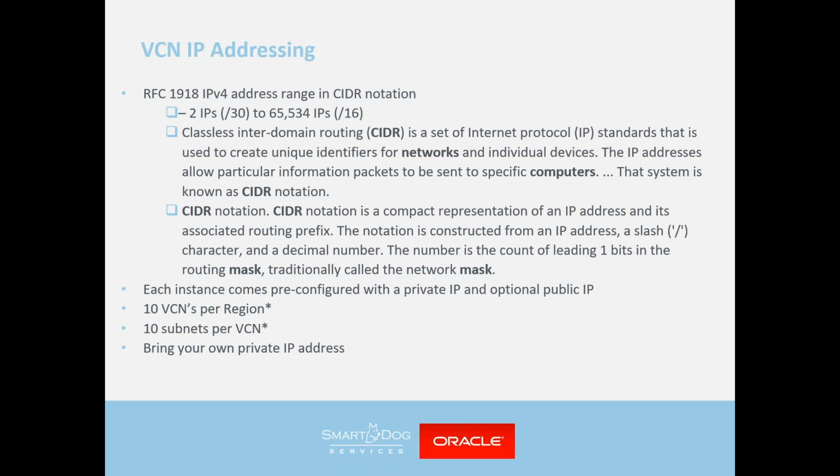You're allowed to create 10 VCNs per region. You're allowed to create more, but then you need to ask Oracle to increase the limit as needed. The same goes for the number of subnets per VCN. Typically people may need more than 10 subnets. If they do, you can always ask for those. And one of the best things about this is you can have your own IP addresses, which I spoke about in the earlier part.